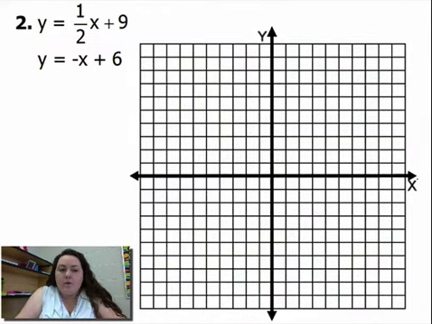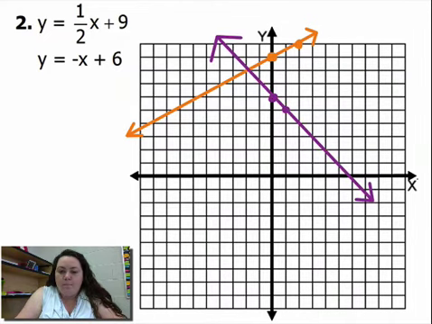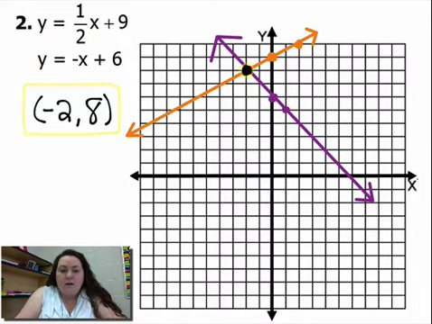Okay, the next one. y = 1/2 x + 9 and y = -x + 6. They're both in slope-intercept form. So my first one, my y-intercept is 9. My slope is 1/2, so I'm going to go up 1 over 2. Then I can draw a line through those. My other equation has a y-intercept of 6 and a slope of -1. So I'm going to go to 6 on the y-axis and then down 1 over 1. Draw a line. I can see that they intersect at the ordered pair (-2, 8), which is my solution.